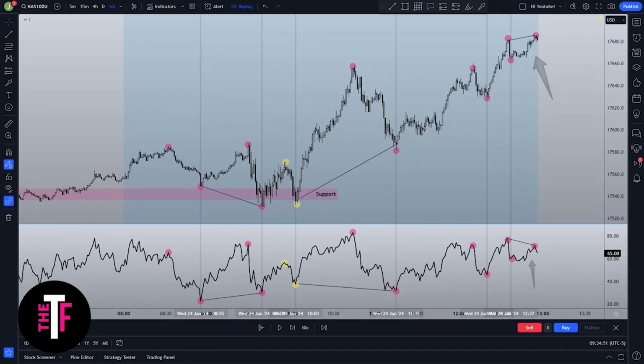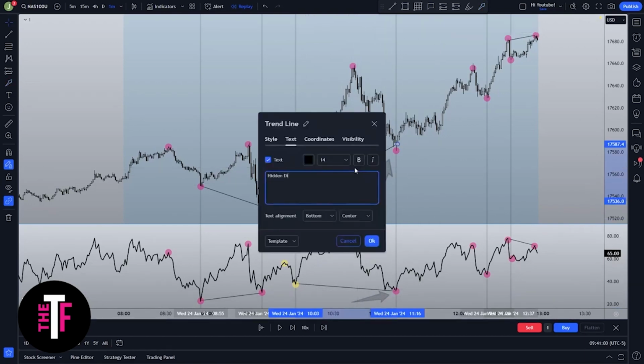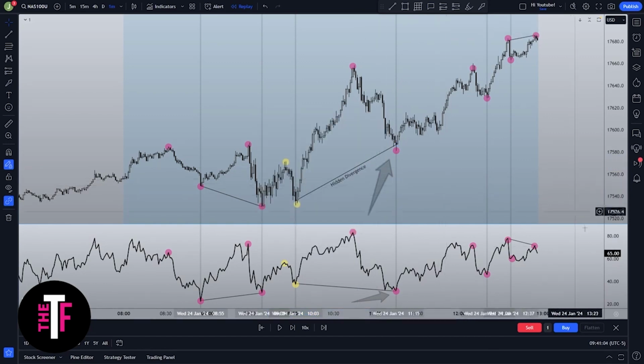First, let's talk about hidden divergences. When looking for continuation in an already existing uptrend, you're instead looking at the lows formed by price and your oscillator. When price makes higher lows, but the oscillator makes a lower low, this is called a hidden bullish divergence and a sign of a potential continuation. Just like regular divergences, hidden divergences are a confluence, not an entry trigger.